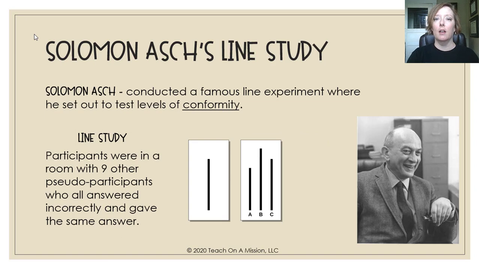A famous study conducted by Solomon Asch, known as the line study, he set out to test the levels of conformity in individuals, and what he did, he put participants in a room with 9 other pseudo-participants. So there were actual participants and Confederates, or people who were in on it. And those pseudo-participants all answered incorrectly. The participant was then given the same question. The question was, which line matched this original line? So given the choices of A, B, or C, the obvious choice is C.